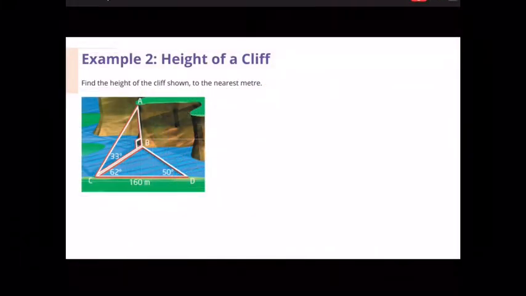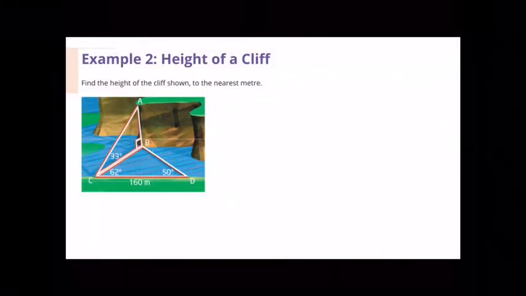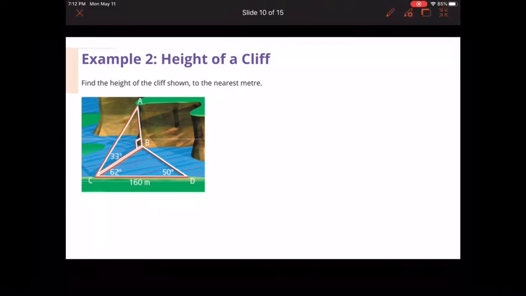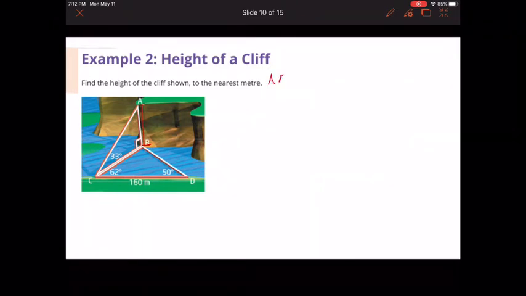Okay, example 2 is find the height of a cliff shown to the nearest meter. So the height of the cliff is AB. So that's what we're looking for. Again, we've got a right angle to play with, which is great, in one of our triangles. Make sure we don't make the mistake of thinking that it's in both, because it's not. We can find the third angle of the bottom triangle.